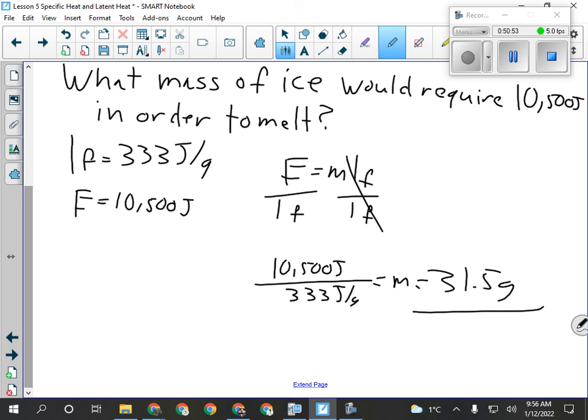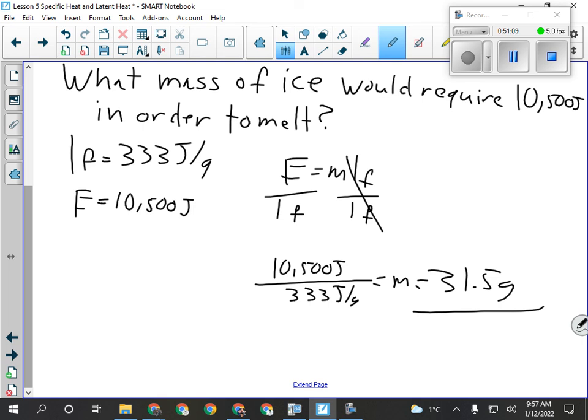Does that seem like a lot of energy? It is, and this isn't very much ice. That's why a whole bag of ice can keep a lot of stuff cold for quite a while. It has a large ability to absorb heat energy as it melts.